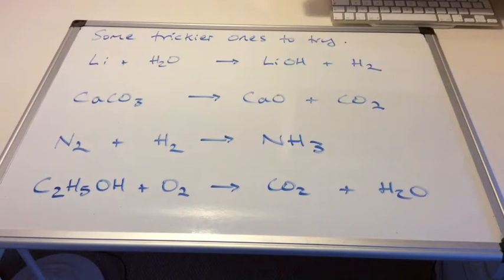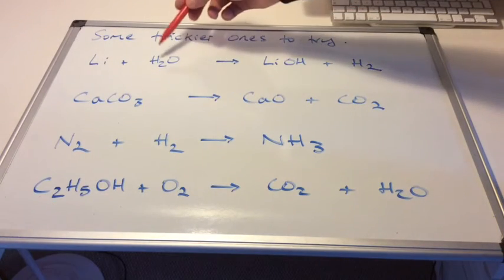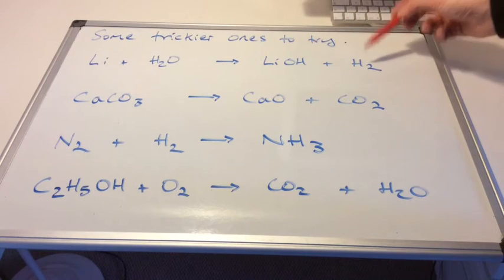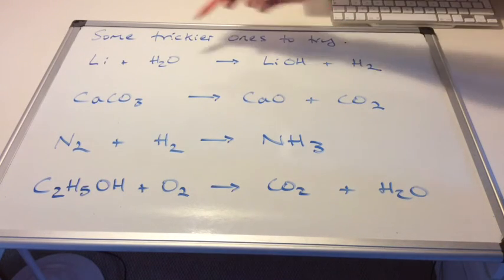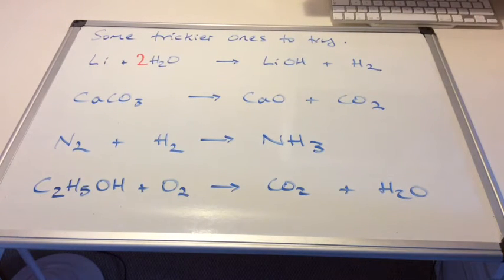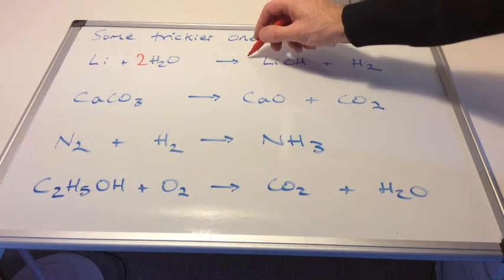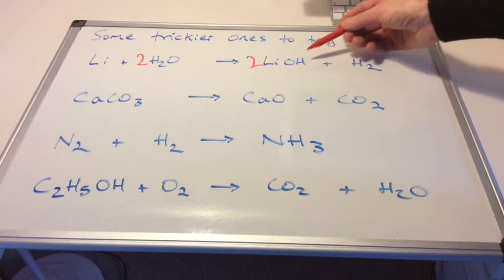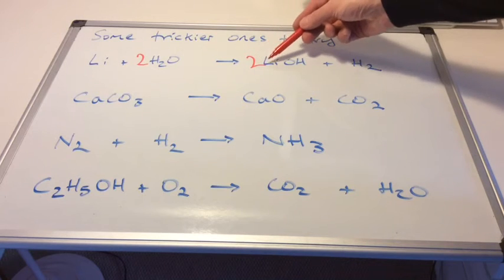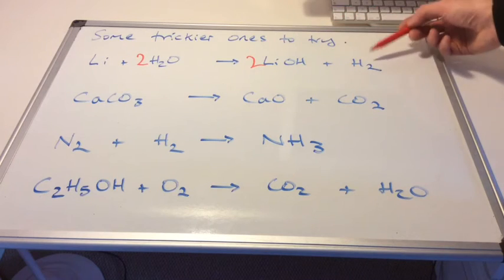So the first one, lithium plus water making lithium hydroxide and hydrogen. 1 lithium, 1 lithium, 2 hydrogens, 1, 2, 3. Right, we've got a problem here. We need more hydrogen on this side, so we'll have a go at putting a 2 there. So does that solve the problem? Well, it gives us 4 hydrogens now. We only got 3 here. So if we put a 2 there, that'll make 4 hydrogens, because remember this 2 doubles everything. So we've got 1, 2, 3, 4 hydrogens.